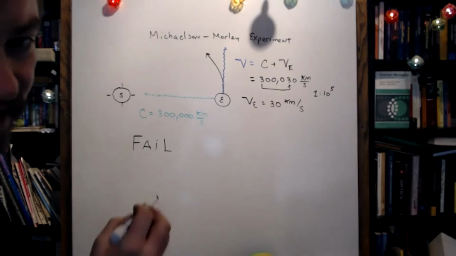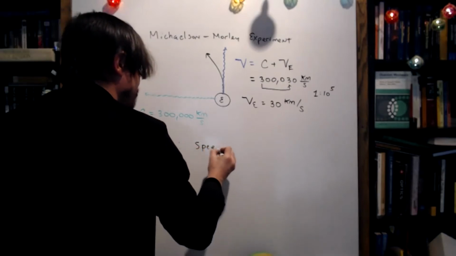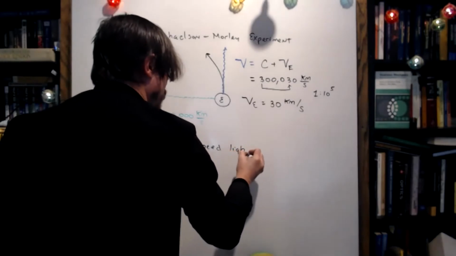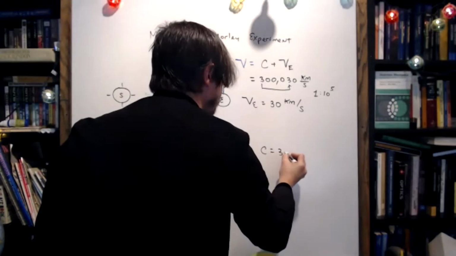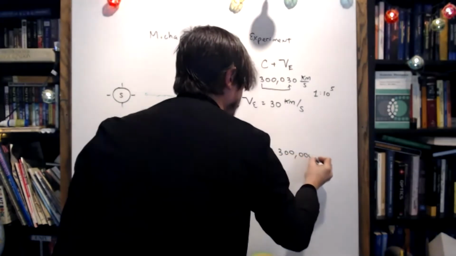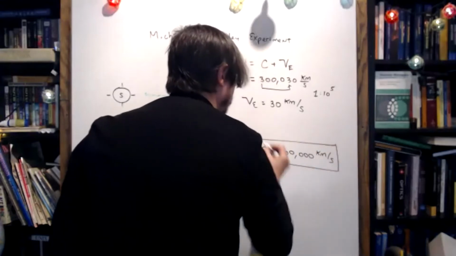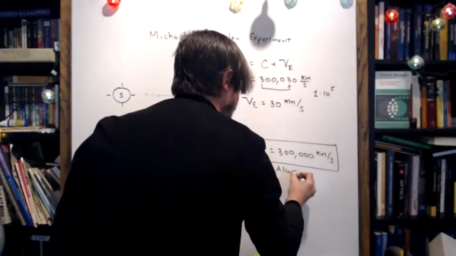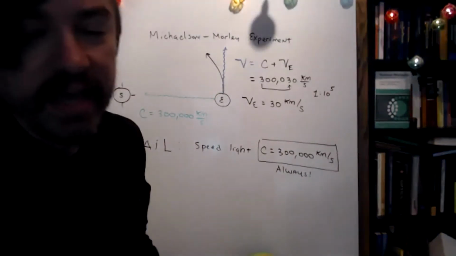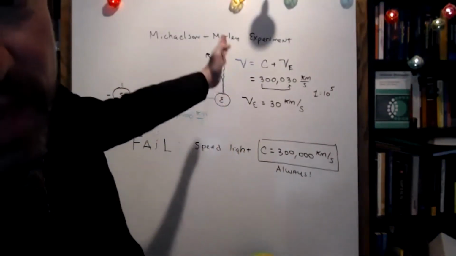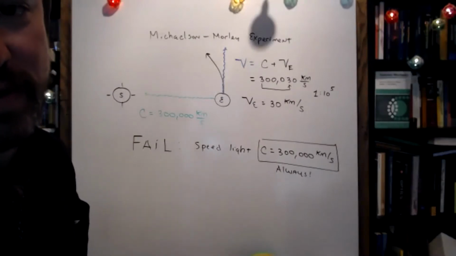An epic fail, because the speed of light, no matter which direction the laser was fired in, was 300,000 kilometers per second, always. It's as if the velocity of Earth had no effect on the laser whatsoever.